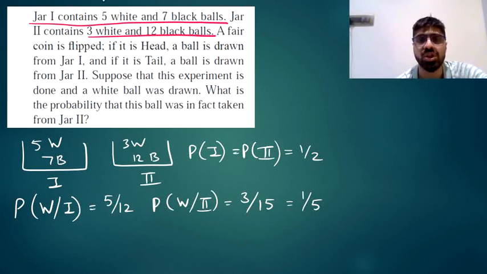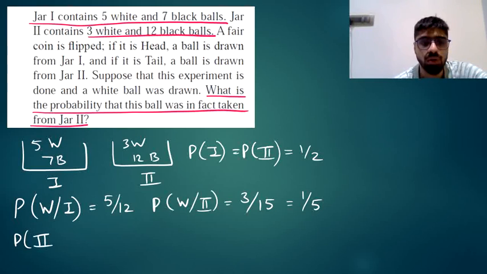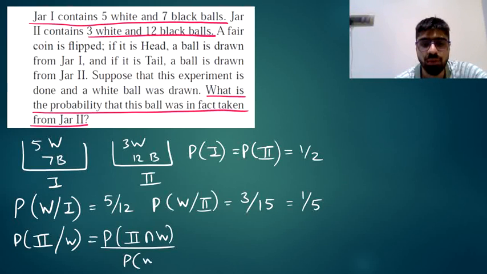Now with all that information, let's go for answering their question. They are asking us what is the probability that this ball was in fact taken from jar 2. So what you're trying to calculate over here is the probability of 2 given that it is a white ball. They have already told you that a white ball has been selected. You only have to find the probability that it is getting selected from jar 2. That means you're finding P of 2 given W. P of 2 given W by definition is P of 2 intersection W divided by P of W.